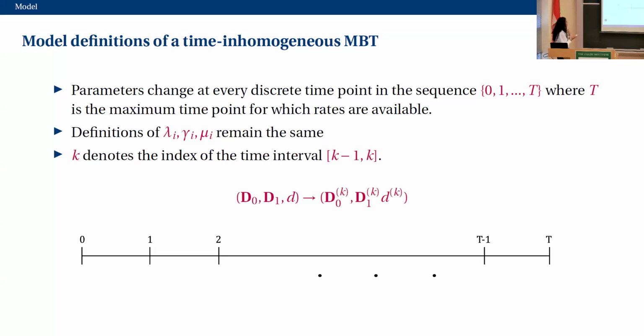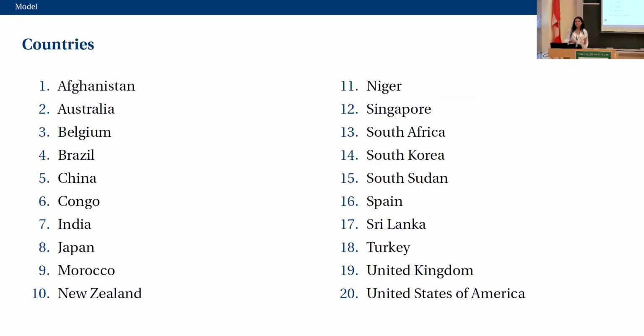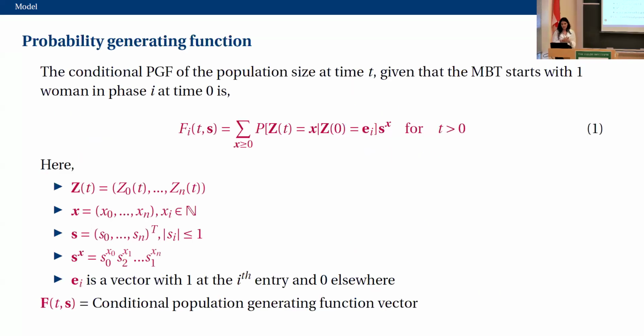That's interesting, yeah. So we have collected the data of about 20 countries so far, but today I have selected about 8 countries to do some interesting comparisons and contrasts. So we start by defining the probability generating function. In equation 1, you see the conditional PGF of the population size at time t, given that the MBT started with 1 woman in phase I at time 0. So those are the individual entries of the vector. Then we get FTS as our final vector.